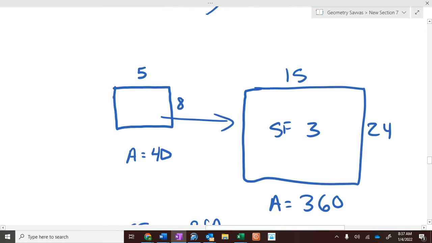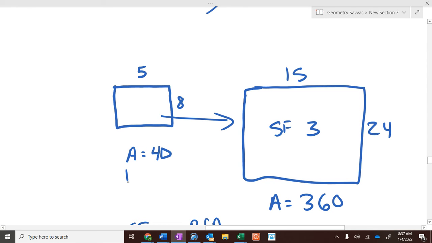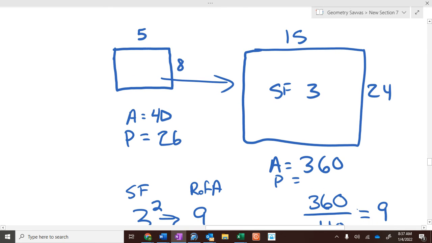Okay, let's look at the perimeters of this one. What's the perimeter of this one? What's 5 plus 8 plus 5 plus 8? 26. What's 15 plus 24 plus 15 plus 24? 78. How are 26 and 78 related? What's 78 over 26?